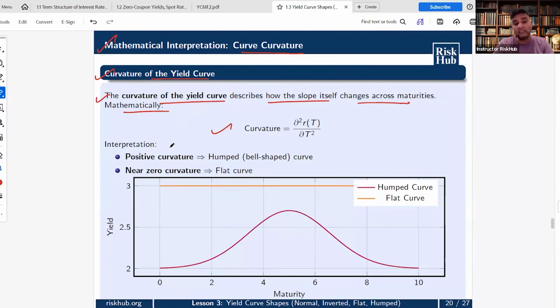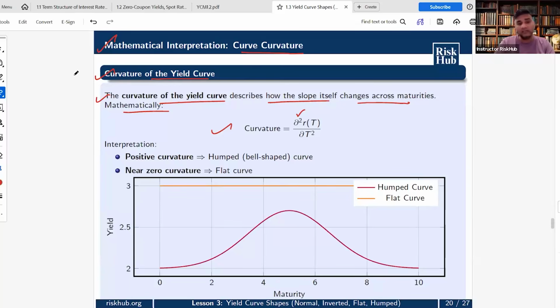So R(T) is again the yield at maturity T, and the superscript 2 in the partial square, right? This one marks the second derivative, meaning the derivative is taken twice. The second derivative is the slope of the slope. The two readings given are: positive curvature means a hump curve, near zero curvature means a flat curve.